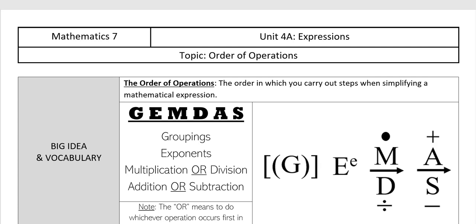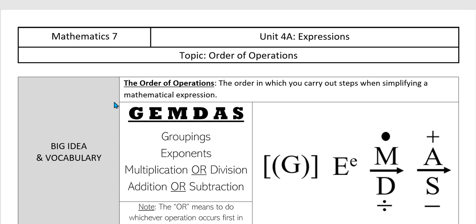In this video, we're going to take a look at the order of operations, which helps us use a certain order of steps to simplify a mathematical expression. Anytime we simplify an expression, we are always going to follow these same steps. And we're going to use GEMDAS to help us remember what those steps are.